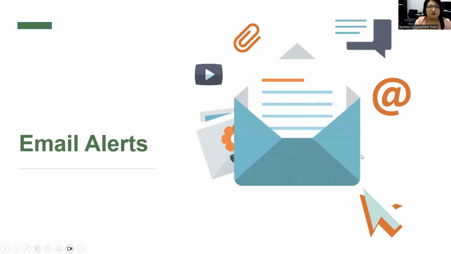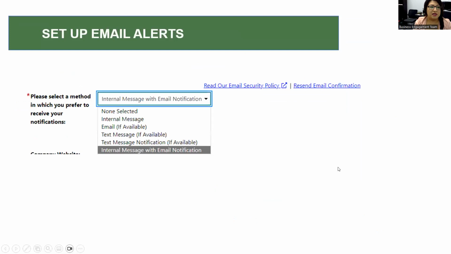And now we're going to go over some different types of email alerts and how you can get those set up. Once you are on your main profile, your main page once you log in, like Nikki was going over with the general profile, if you keep scrolling down there is a section that says, please select a method in which you prefer to receive your notifications.